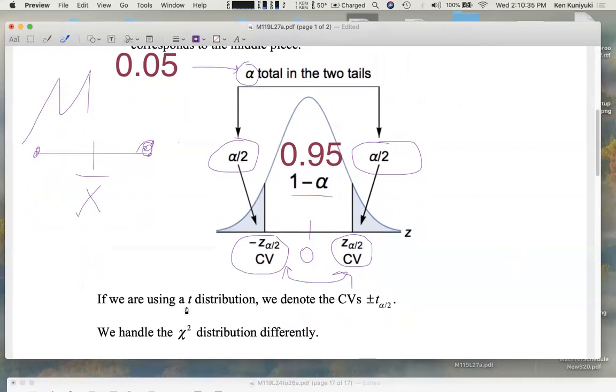Now later on, when we use t-distributions, we're going to use a similar notation, except that instead of z's, we're going to use t's. But it's going to be really the exact same picture, except that we're going to replace z's with t's. The chi-square pictures, however, will be different, because the curves there look different, and there's a brick wall at 0. And we'll discuss those later on.